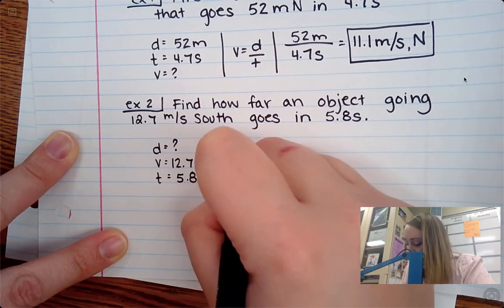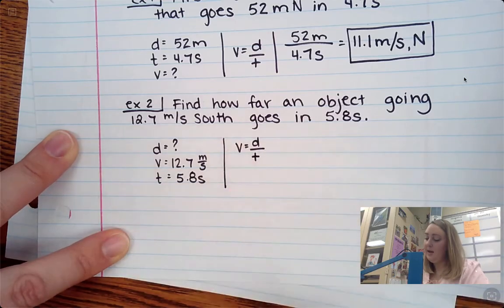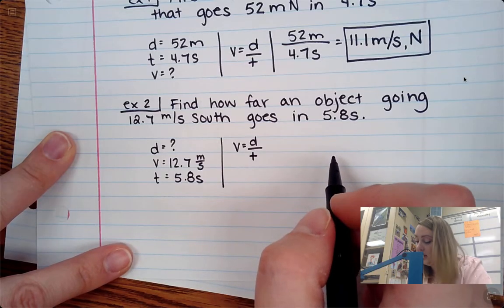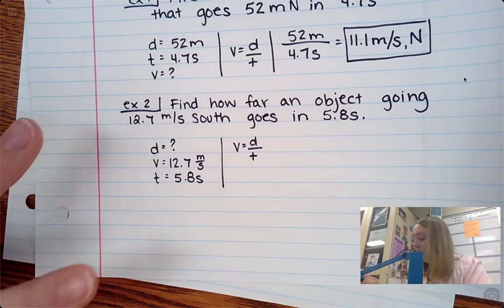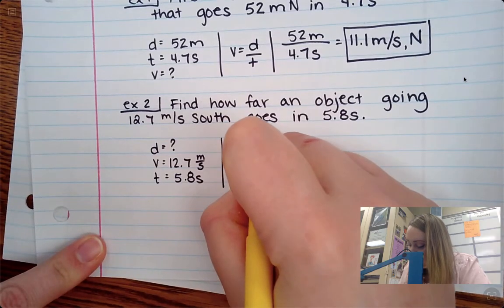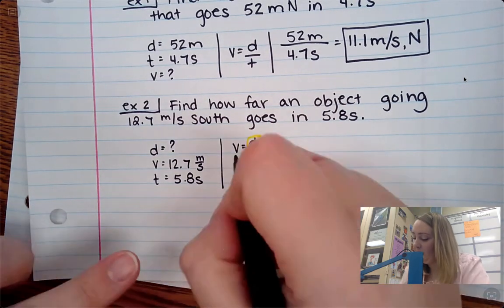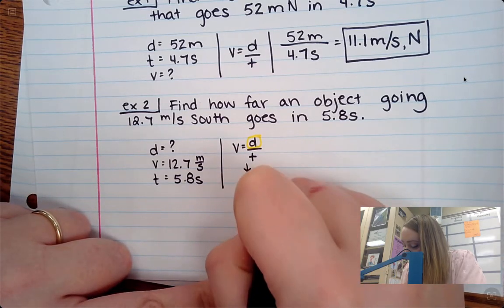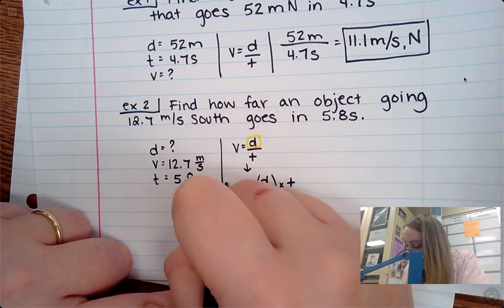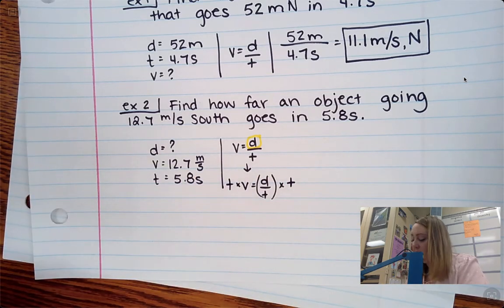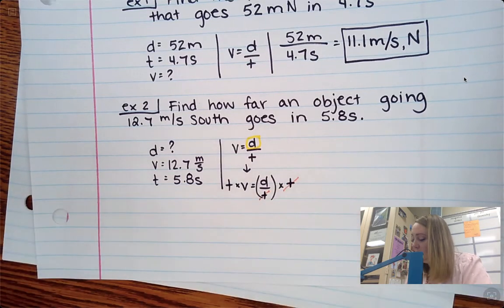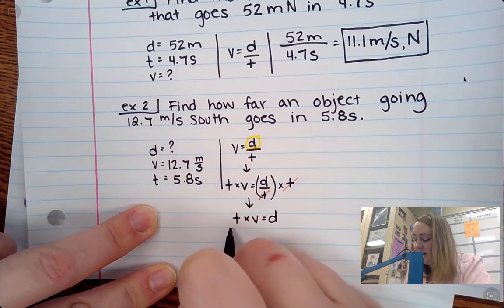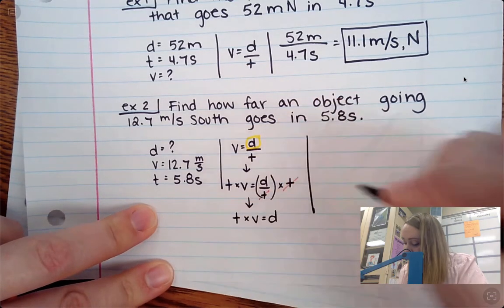We know that velocity is distance over time. I like to rearrange the formula, but if you just want to plug numbers in and try to solve it, that's okay too. We are trying to solve for distance. So to get rid of time on the bottom, I multiply this whole thing by time and this side by time. When I do that, these cancel out, leaving distance over there. So I have time times velocity equals distance.